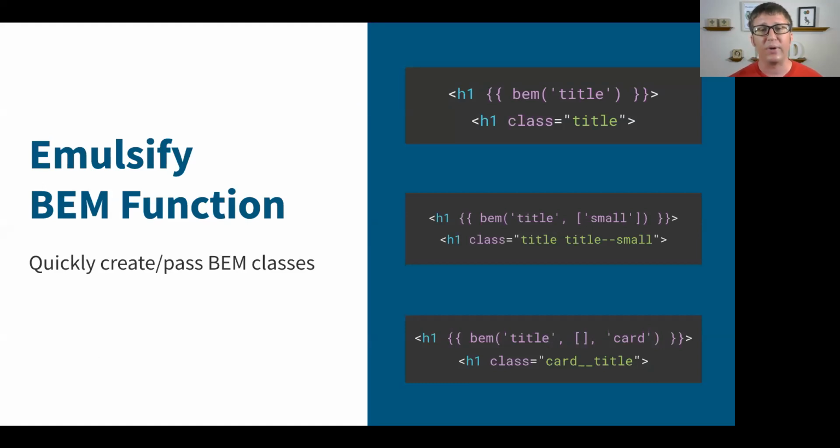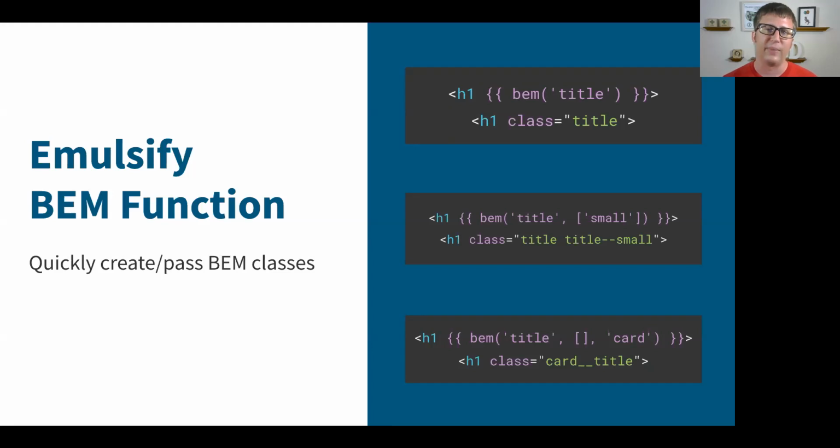Now, because we're reusing Twig components in multiple places, we need a way to pass block, element, and or modifier names into these when we use them. And this is why we created the BEM Twig function, which you'll see used in Emulsify. In this Twig function, the first argument creates a block. So you can see this in the first example above. If used in combination with the second argument, you can pass modifiers. And this is an array because you can have multiple modifiers.